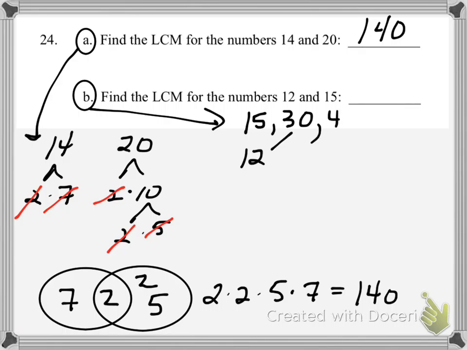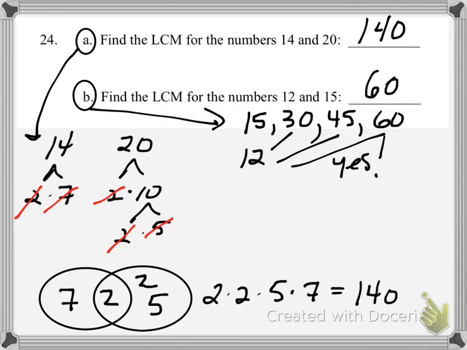The next multiple would be 45. Does 12 go into 45? Nope, it doesn't. So we just keep that process. Does 12 go into 60? Yes, it goes into 60. So we would go about finding the least common multiple that way.